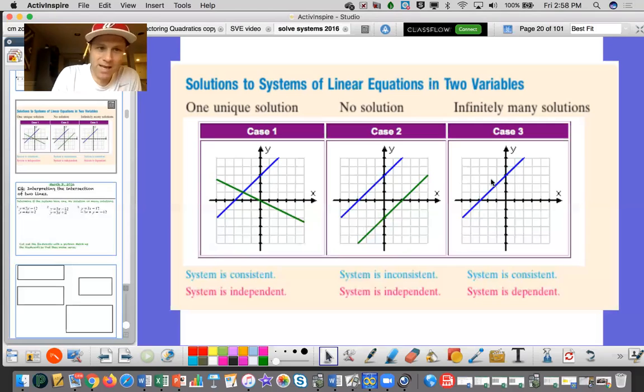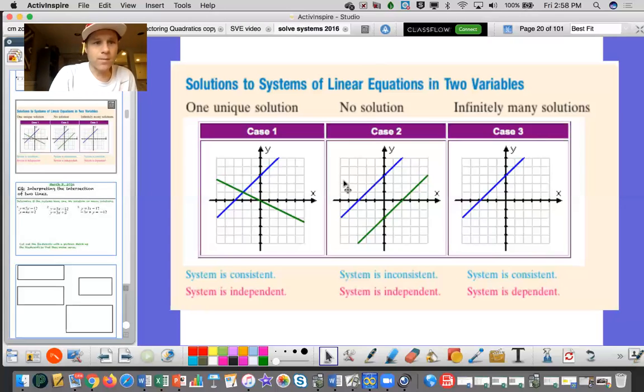The third case happens, and they try to sneak these in here. They're the ones where the lines end up being exactly the same. They could be written in two different forms, like one's written in slope-intercept and the other in standard form. And you're doing the math, and all of a sudden you punch it in and you're like, oh wait, that's actually the same line. If it's the exact same line, there are infinite solutions. Whatever points are on one line, those same points are on the other. So we say infinite solutions if they're the same exact line.